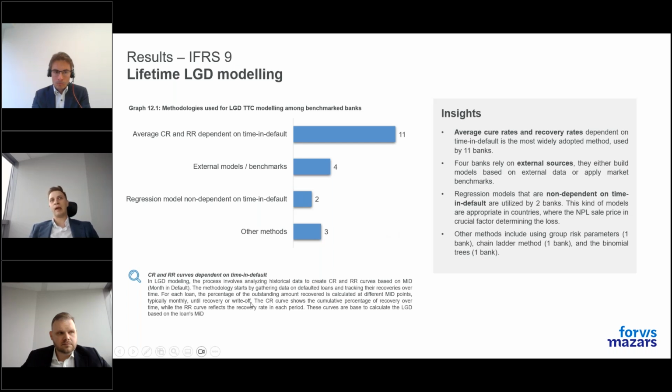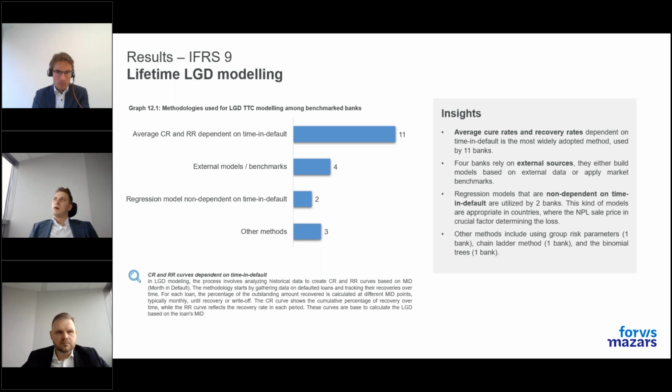4 banks from our benchmarking sample used external models and benchmarks. 3 of them are common, as it was on the PD slide. There is one bank which has its own PD model but uses benchmarks in order to calculate LGDs. And the third approach, I find it very interesting, as it shows how European countries and credit markets differ between each other, because in contrary to these models dependent on time in default, 2 banks built the model which is non-dependent on time in default.